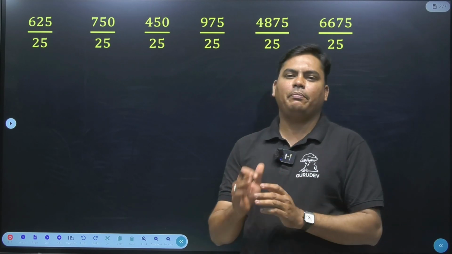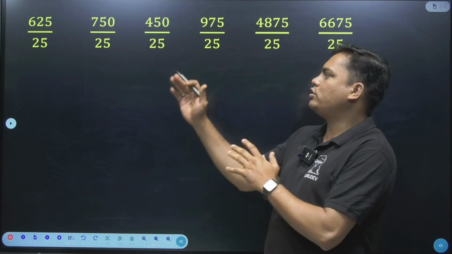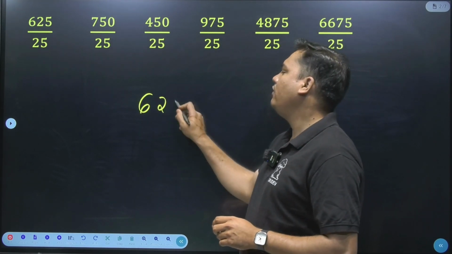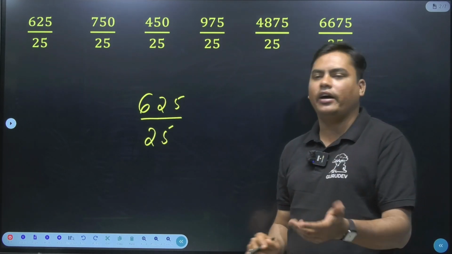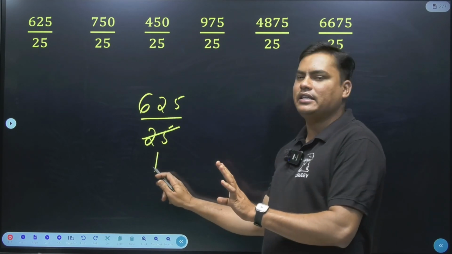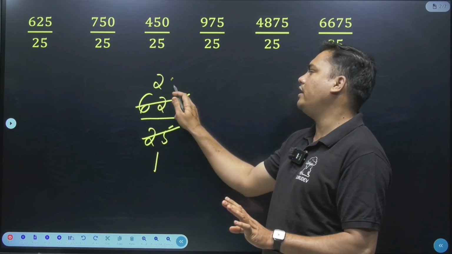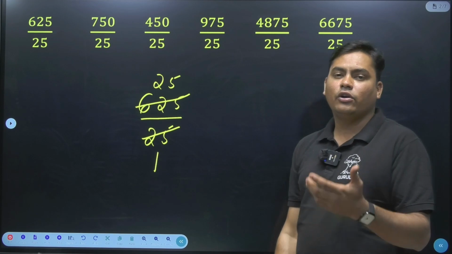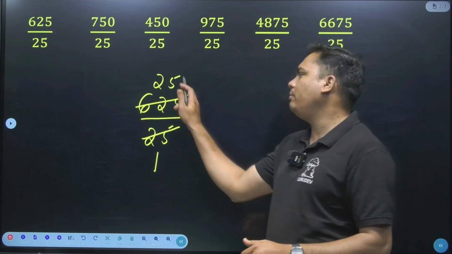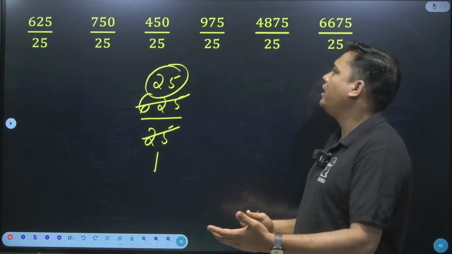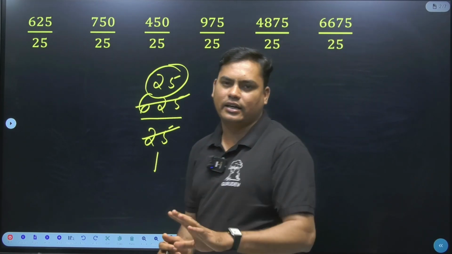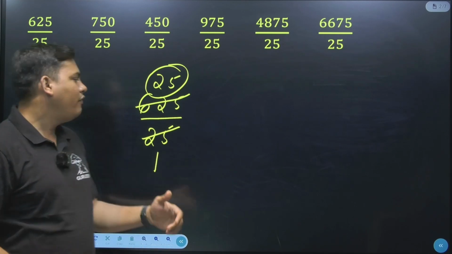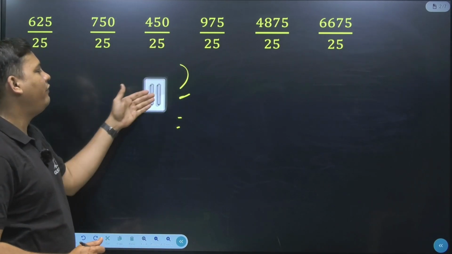Many people get stuck here. If the question is 625 divided by 25, everyone knows that 625 is the square of 25, so I can directly cancel: 25 ones are 25, the answer will be 25. But when it comes to 975 divided by 25, the student will get stuck here. So to understand that, first we'll understand how 25s are coming here.